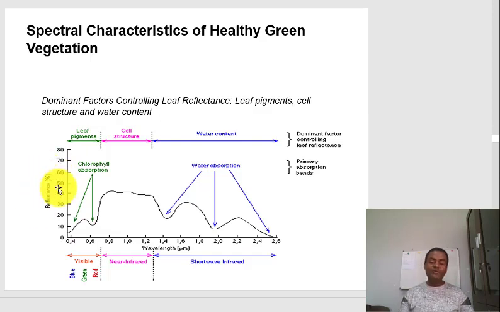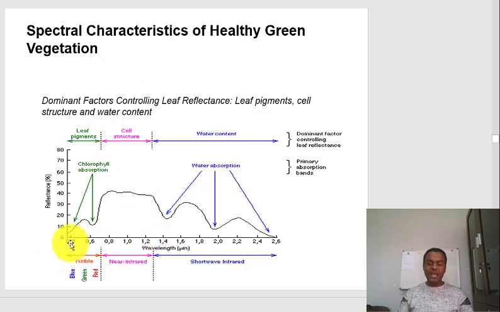The amount of reflected energy in different wavelength ranges is different depending on the nature of the object. Now we have a vegetated surface. In our previous slide we said that even if the object is the same, the amount of reflected signal in different portions of the spectrum is different. This is a very important characteristic of remote sensing of vegetation. Now let's have a look at the spectral characteristics of healthy green vegetation, which shows reflectance at different wavelength ranges.